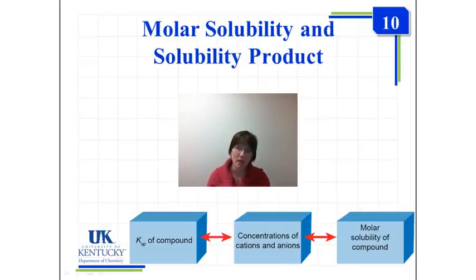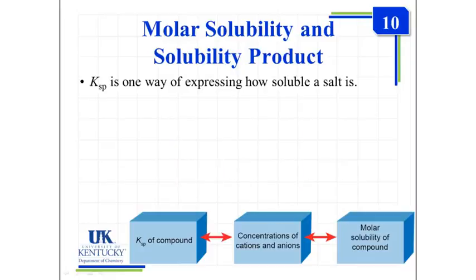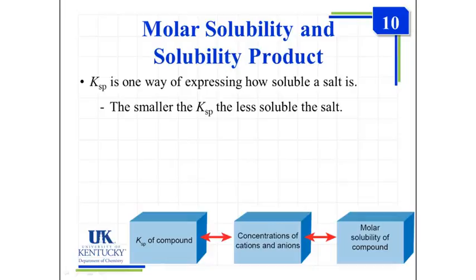So as you look at these boxes down below in this slide here, we see that we can convert between what's called KSP and molar solubility. So the KSP is one way to express how soluble a salt is, and in general, the smaller the KSP, the less soluble the salt. Now that comparison really only works well when you're comparing salts that have the same general formula. So you might compare a salt with a formula like MX to MY.